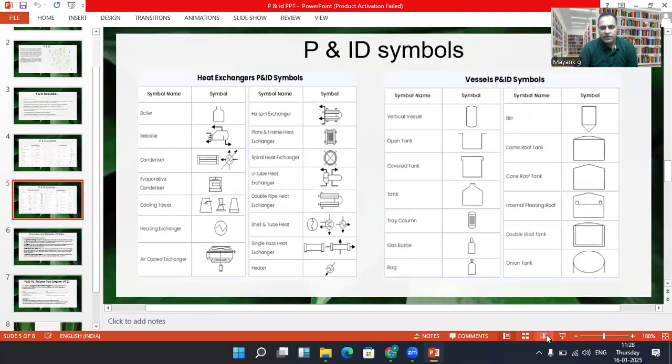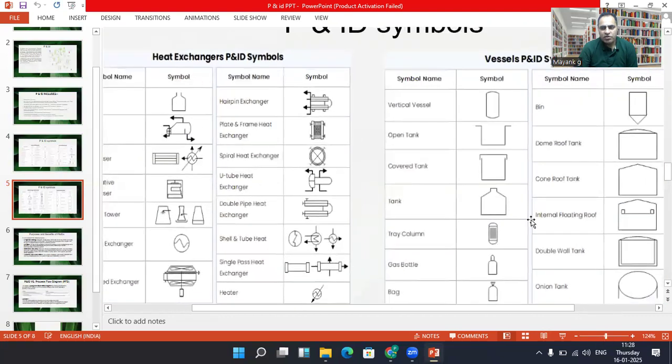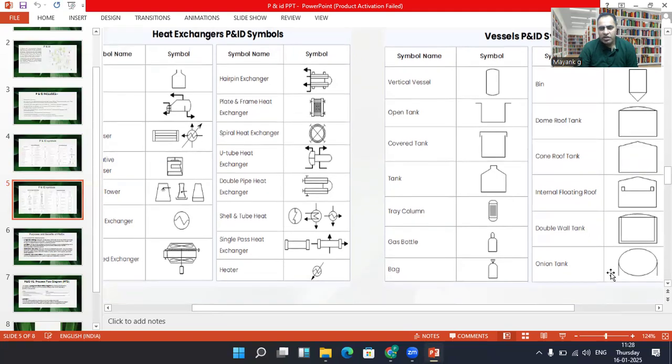On the right side, we have these various vessels. As you can see, I will just zoom it out. These are the vertical vessels, open tanks or covered tanks, conical tanks. Then we have these tray columns, bags. Then we have double wall tanks, internal floating roof tank, conical roof tank, dome roof tank, onion tanks. So these are some of the symbols of the tanks which are used in any PNID.